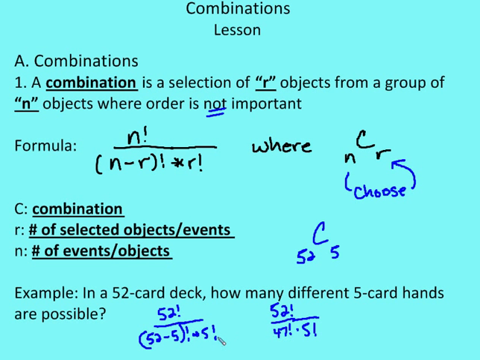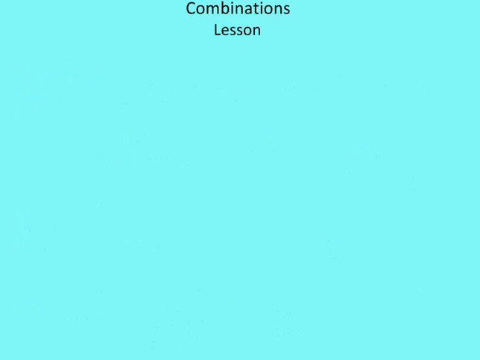Right, and the 5 factorial is part of the denominator. Now, I've talked to my students about writing or determining the value of a combination or permutation without a calculator. So let's go ahead and talk about how we would do this, in this case with a 52 card deck and the 5 card hand example.